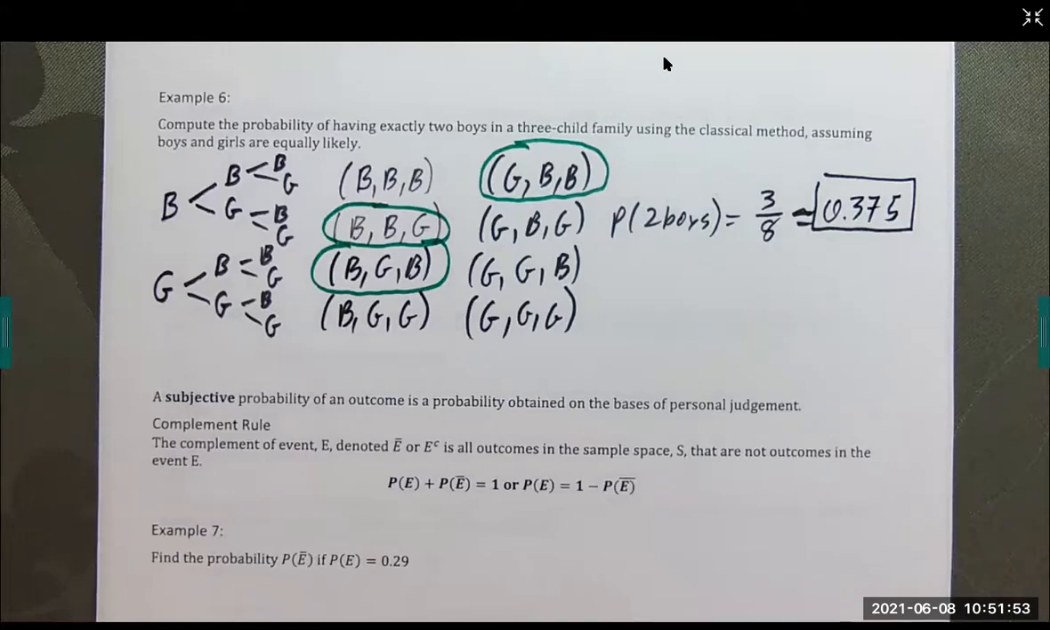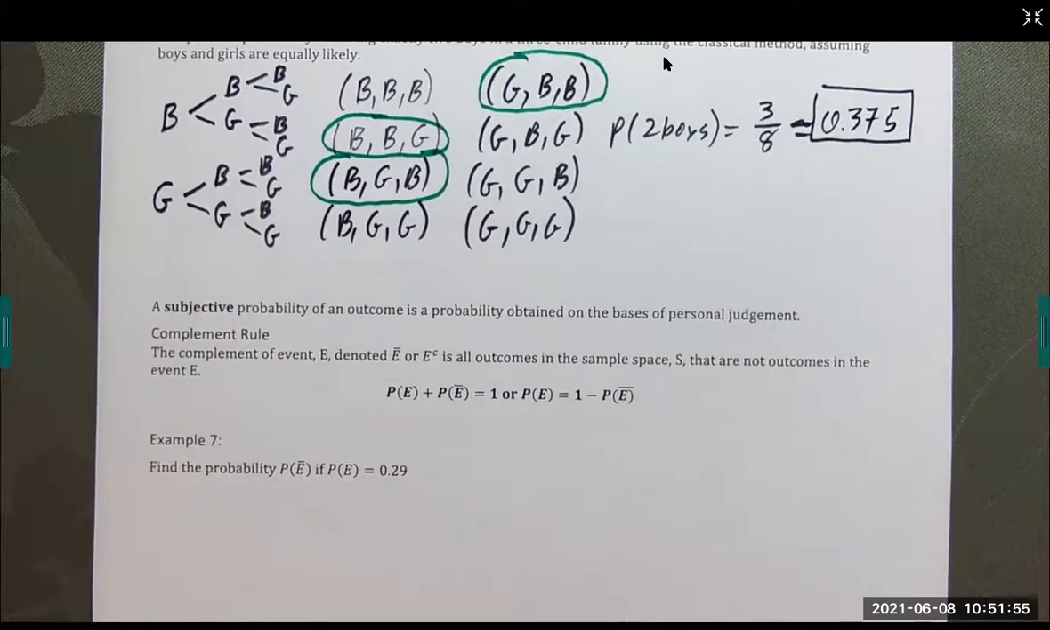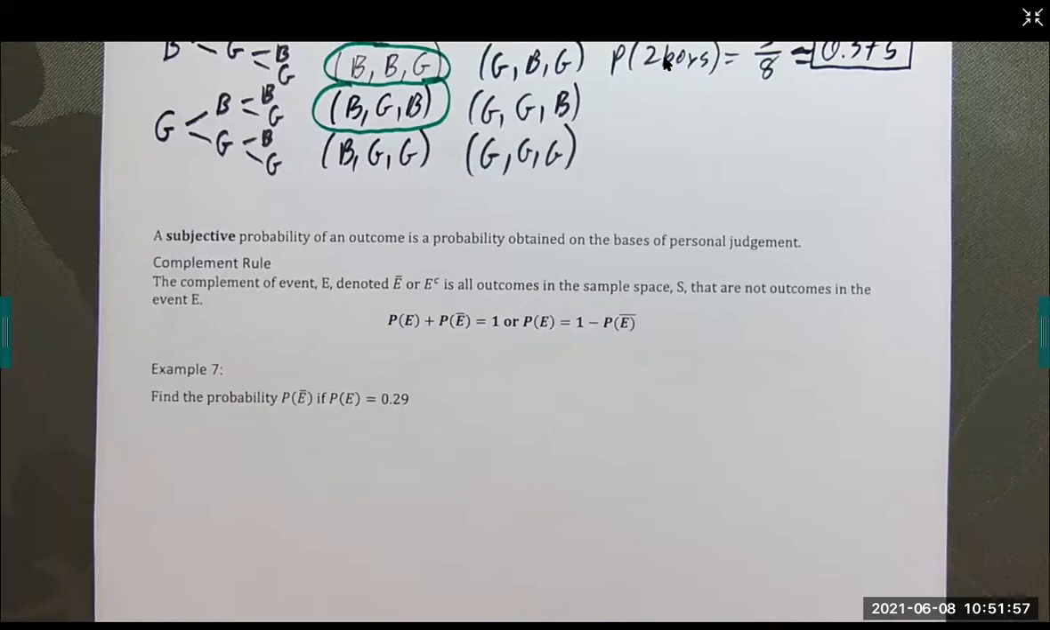All right, let's talk. I mentioned this before. A subjective probability of an outcome is obtained based on personal judgment, which is always a terrible way to do statistics. You never want it to be personal or based on emotion or anything like that. You want it to be as objective as possible and not subjective.